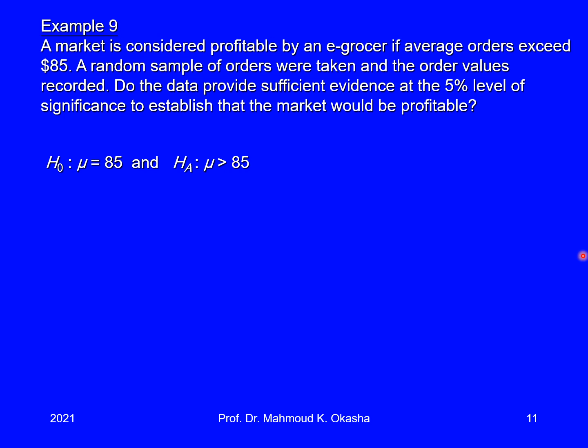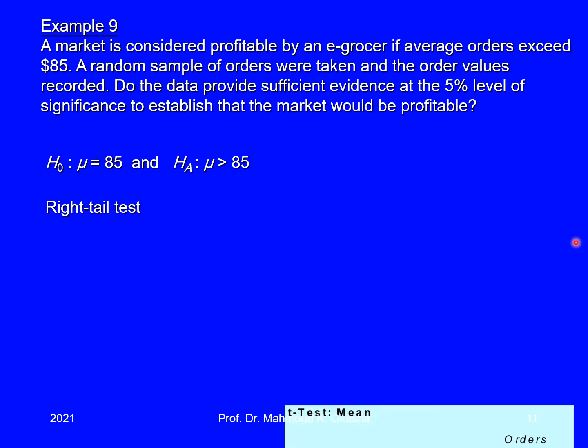Then the first step is to set up the null and alternative hypotheses. The null hypothesis is mu equals 85, and the alternative is greater. We want to test whether it is greater than 85 or not. So the alternative is that mu is greater than 85. That's the right-tail test.